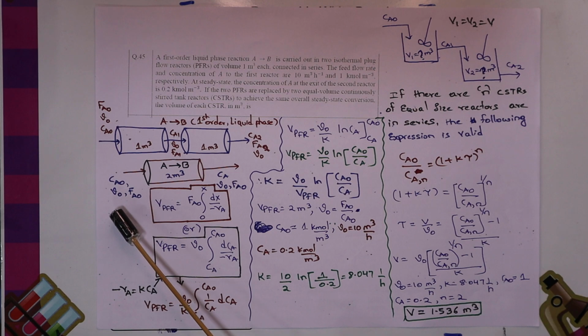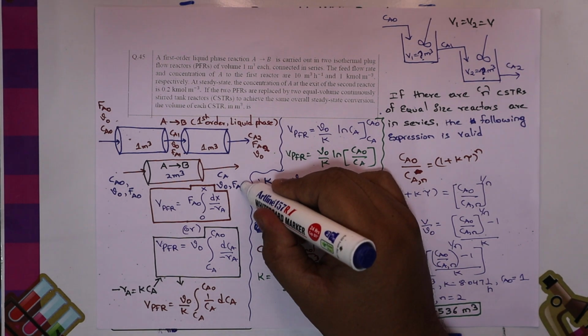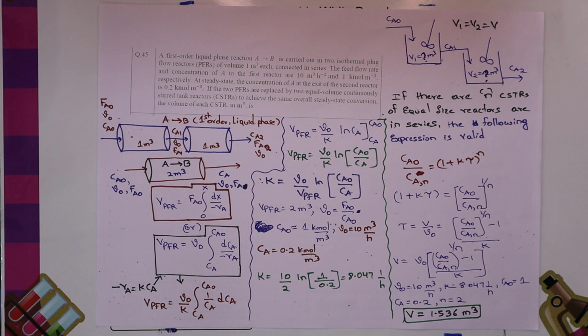Ca0 is the initial concentration, volumetric flow rate nu 0, molar flow rate is Fa0, and exit concentration is Ca. Nu 0 is the volumetric flow rate, and this is not Fa0, this is Fa, the exit molar flow rate. Now, you know the volume of the PFR, which is nothing but Fa0 into the integral from 0 to X of dX by minus Ra.